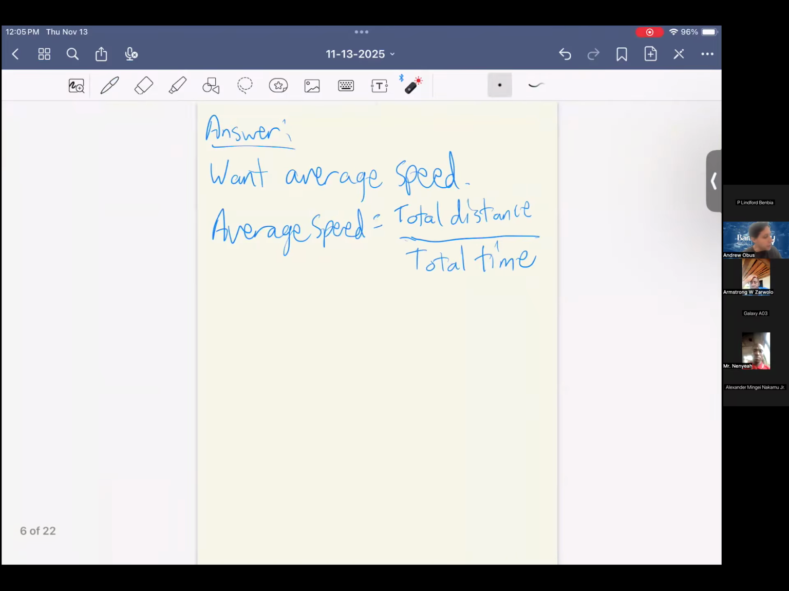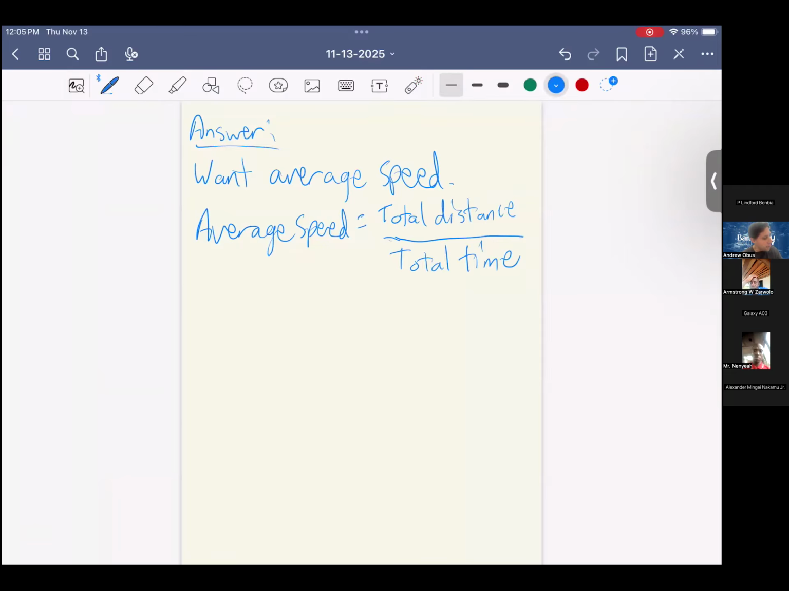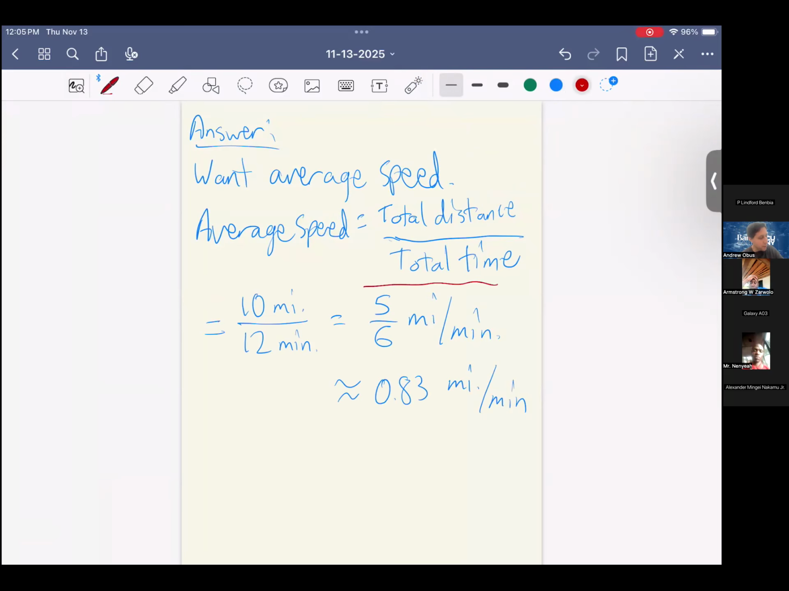So the total distance over the total time is equal to 10 miles over 12 minutes. And so if we want, we can say that this is equal to 5/6 of a mile per minute, or roughly 0.83 miles per minute. Okay, so either of these is a correct final answer.